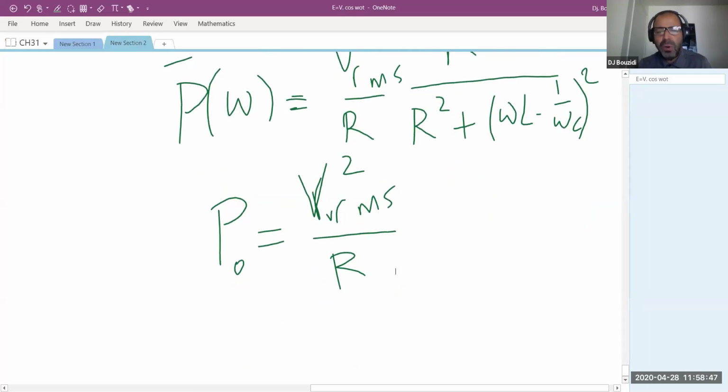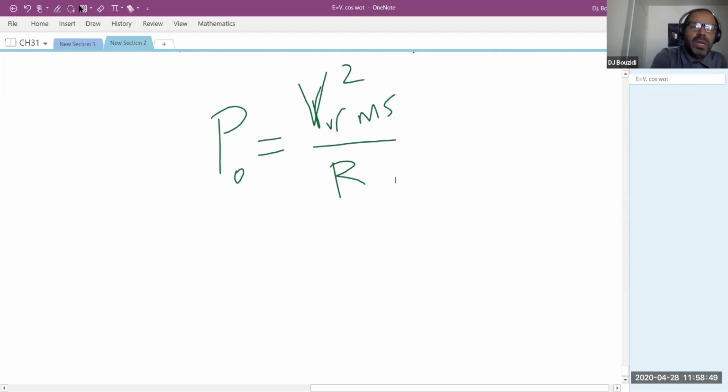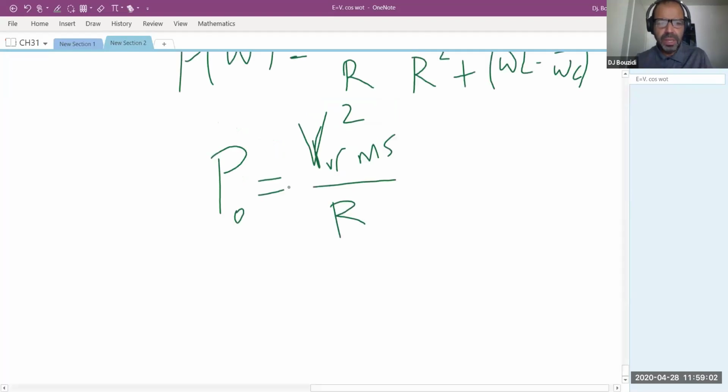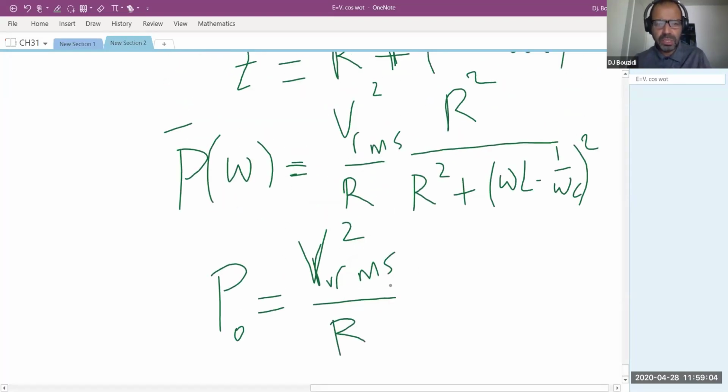So the entire power is expressed in terms of that power. And the V RMS is the V RMS. In the United States, it's 120 volts. Most of the time it's fixed. So the smaller R is in here, the higher this P naught is. It's more peaked, if you wish.